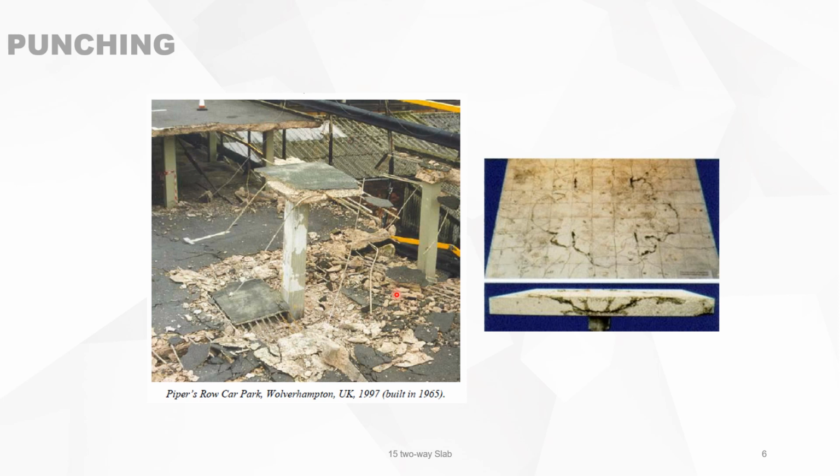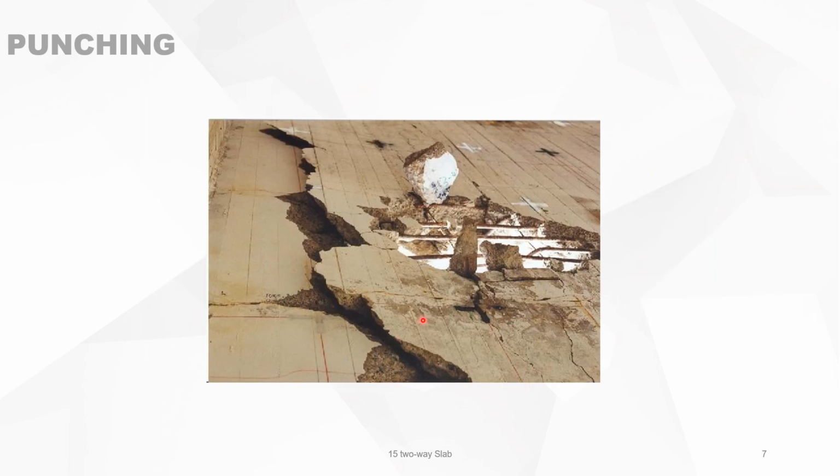You see here an example after the failure of the slab. You see here that the punching cone rests on top of the column. When you look at the top, you see here the circumference of the failure cone, and internally you can see the cracks developing at failure. Also a picture of the damage that can occur by punching shear.